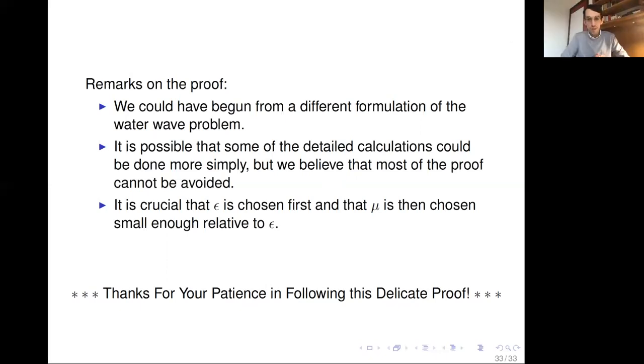So, any questions for the speaker? I'll ask a couple of questions. About the last thing you said: what happens with your proof if you start taking epsilon larger and larger? All the statements had epsilon less than some epsilon naught.